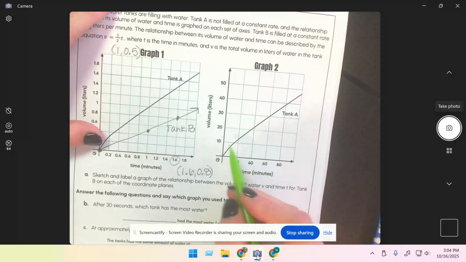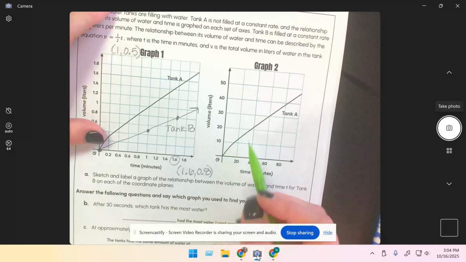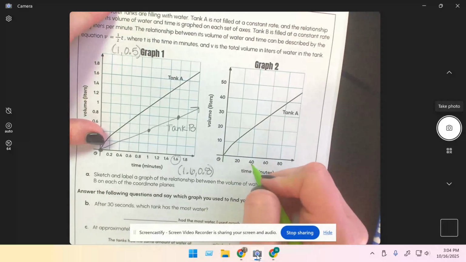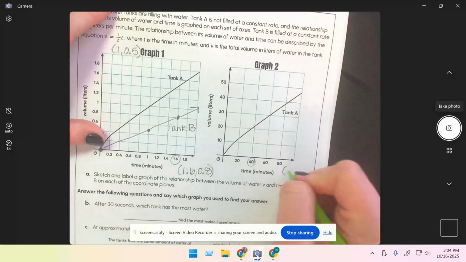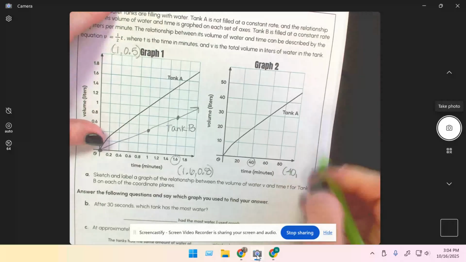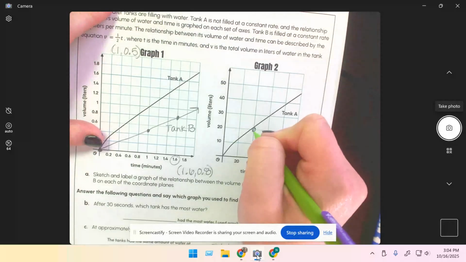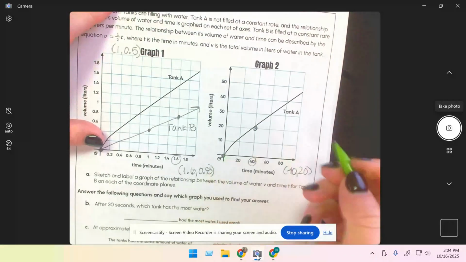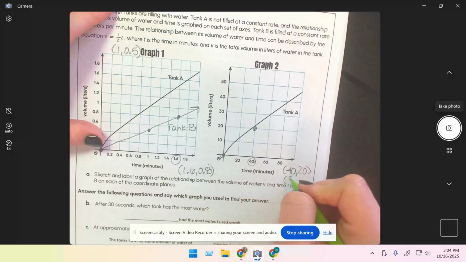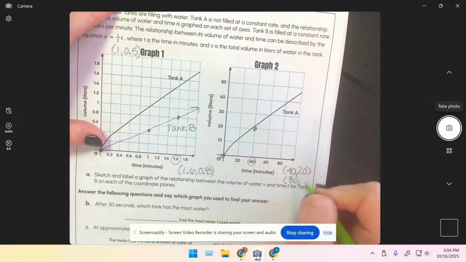Okay, so remember, we're taking the time and we're cutting it in half. So after 40 minutes, so I'm right here, when x is 40, what's half of 40? 20. So 40, 20 is a point. And again, I'm going to put my 0, 0. Okay, if I want to use 80, what's half of 80? 40.